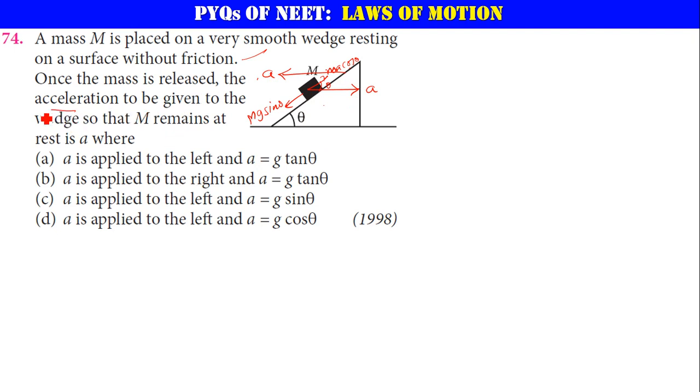He's asking about the acceleration given to the wedge. So a is applied to the left. Very good. And a is equal to g tan theta. Option A is correct. Clear now? I don't have to solve it, isn't it? We have done it already many times. a is equal to g tan theta.